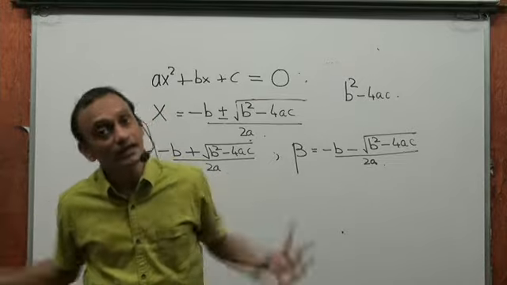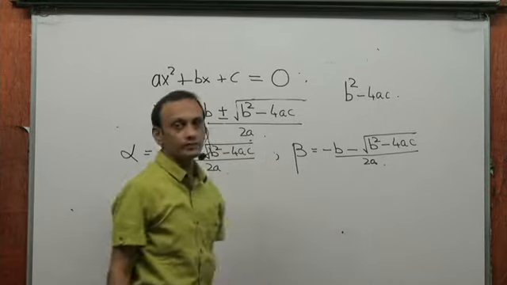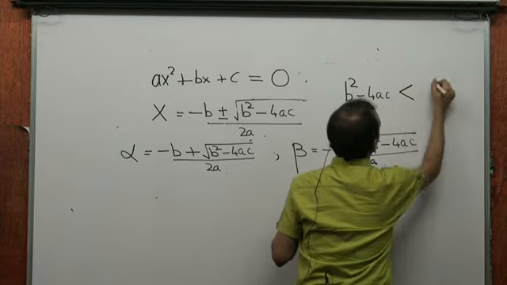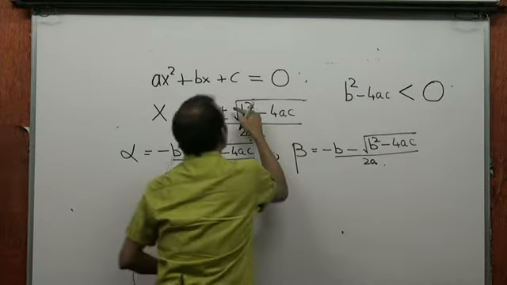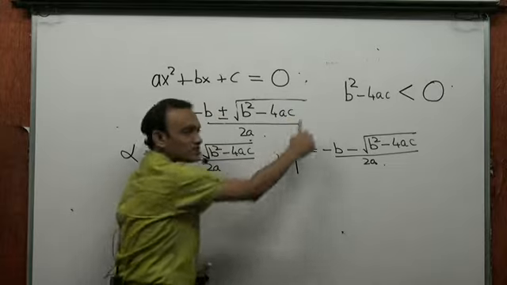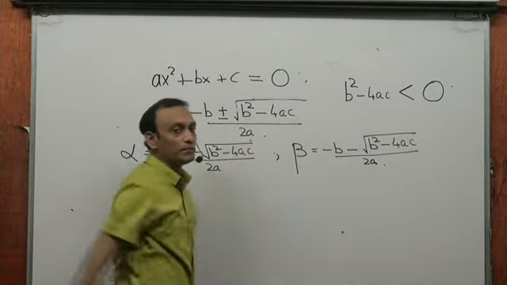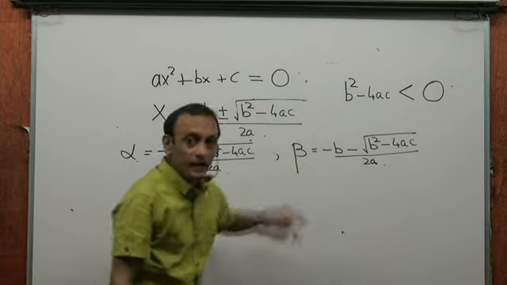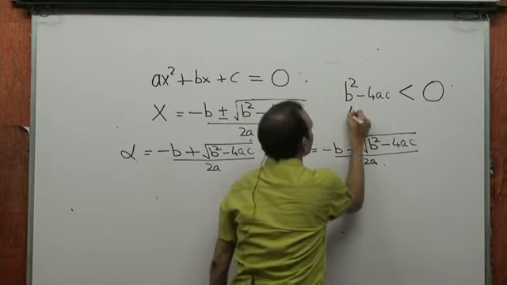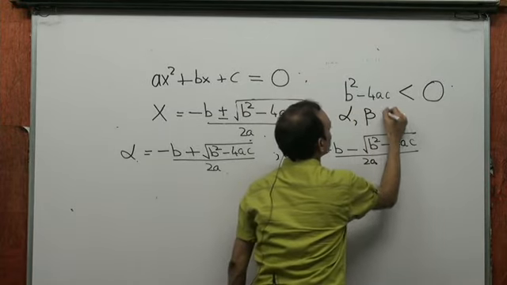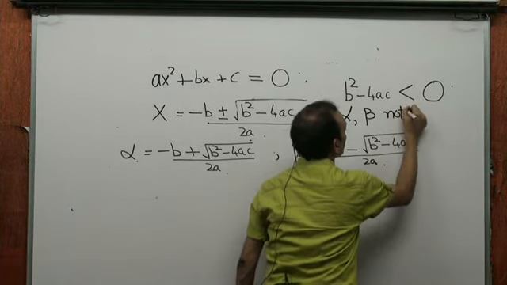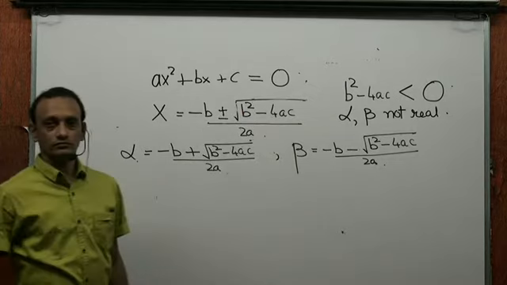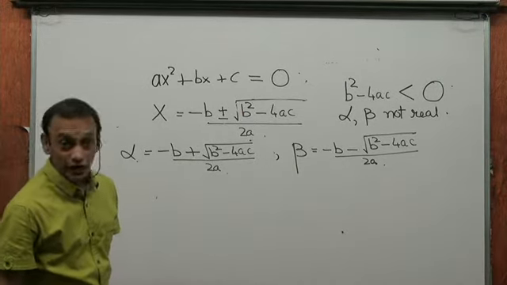It's going to be referred to as an imaginary number, which means if b squared minus 4ac is less than 0, then the square root of a negative number cannot be a real number, which will cause alpha and beta to be complex. Alpha and beta will not be real, assuming a, b, c are real numbers. Alpha, beta will not be real numbers. Yes or no?